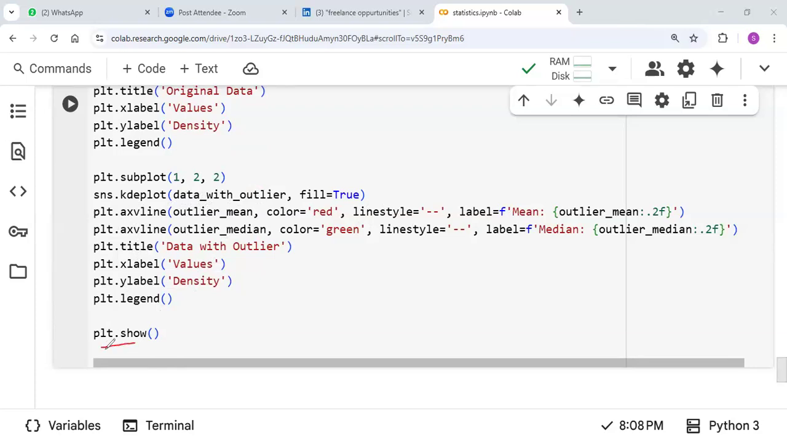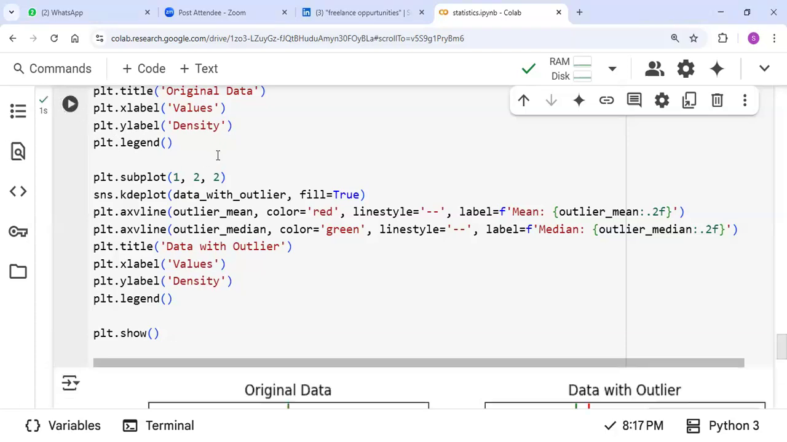Finally, you want to give the statement plt.show, guys. It is mandatory. Otherwise, your graph will not be visible in your output window. Your code will be successfully executed, but you cannot see your graph because of this. So you need to give plt.show mandatorily in order to see the output on your output screen.